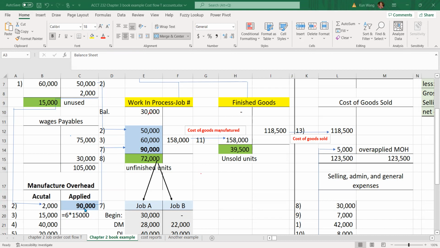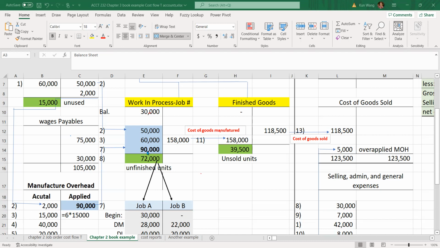Be careful at this point: I'm skipping the actual overhead. In the next video, we'll pick up the manufacture overhead, the difference between actual and applied overhead, and how to allocate the difference for the manufacture overhead.